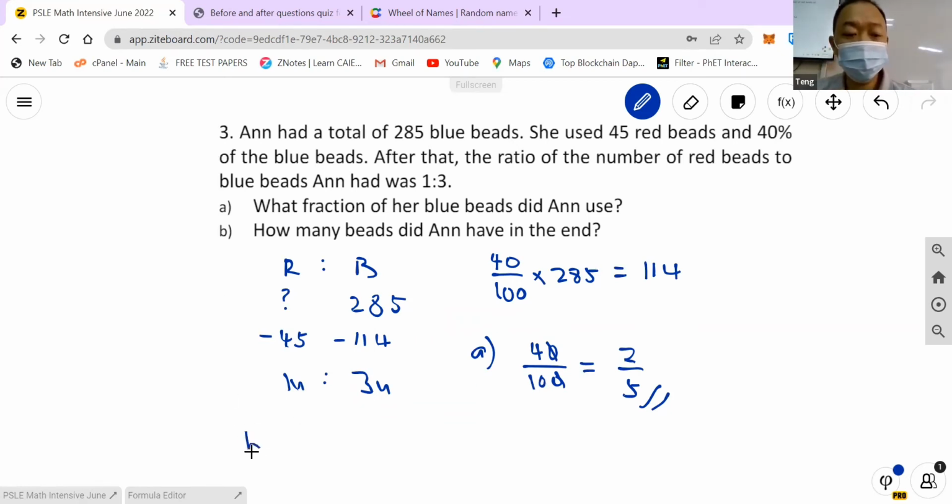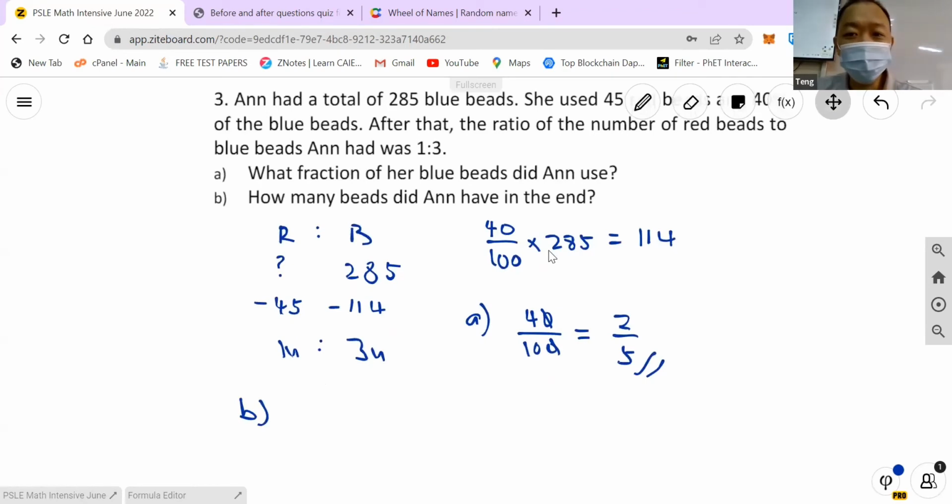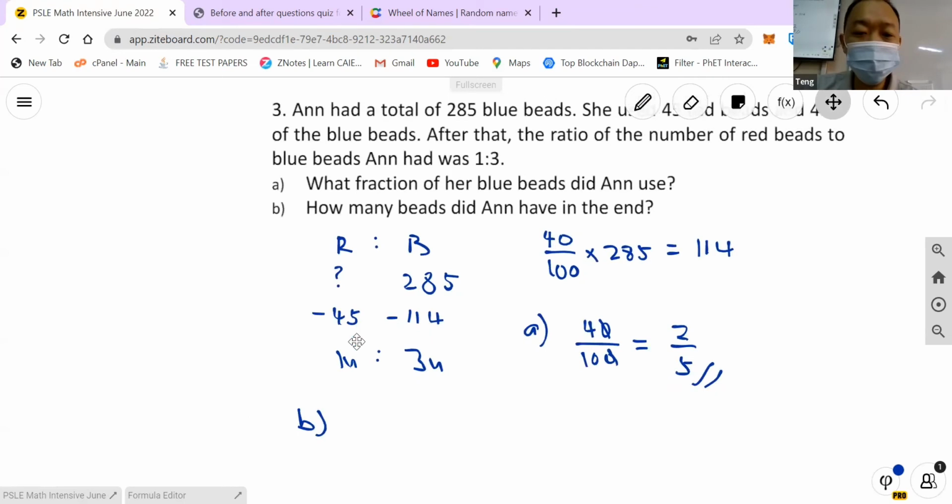Okay, let's take a look. So B, everyone has a different answer except for Ziyi and Vera. So we got to verify whether y'all got it correct. How many bits did Anne have in the end? We're gonna go through this one.